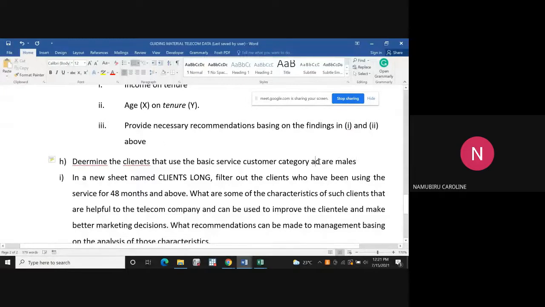So based on this question, let's look at something that maybe we could have left out, but it could be important. Everything is important anyway. Determine the clients that use the basic service customer category and are males. Determine the clients that use the basic service customer category and are males.